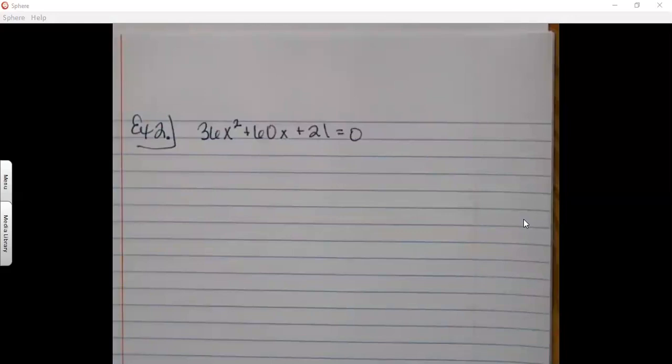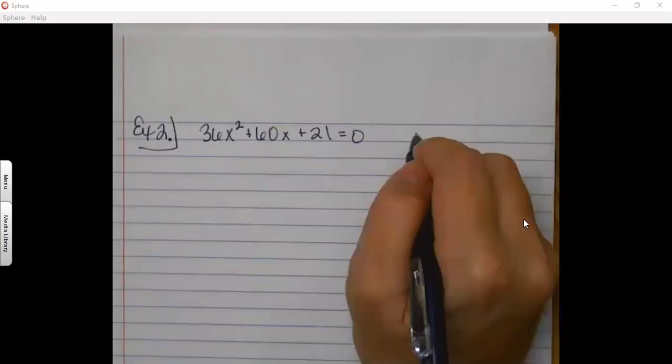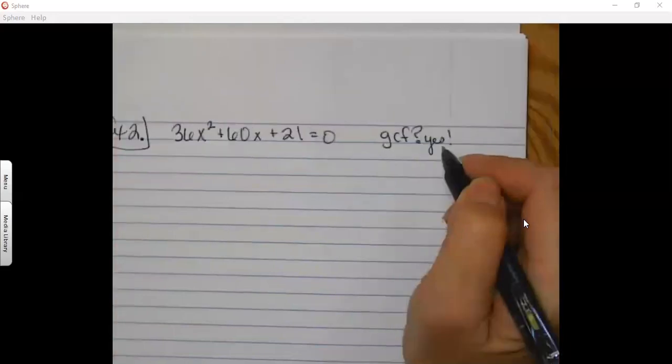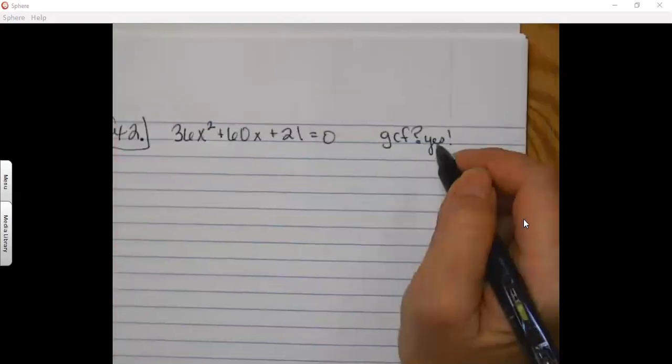Okay, first things first. Is this set equal to 0 and in standard form? Yeah, okay, so I can skip that step. Next step is there a greatest common factor? Okay, well, if there is, we need to factor it out. What is it? Does 36 divide into all 3 terms evenly? No.